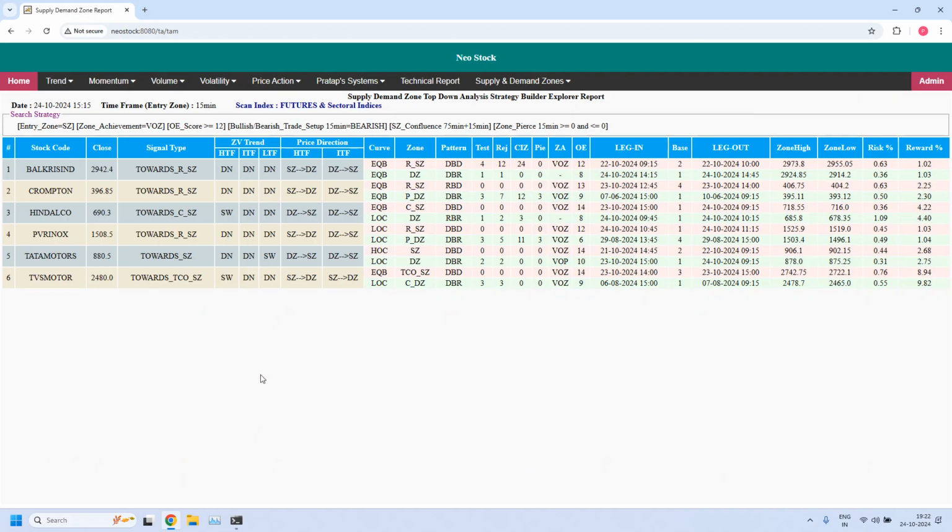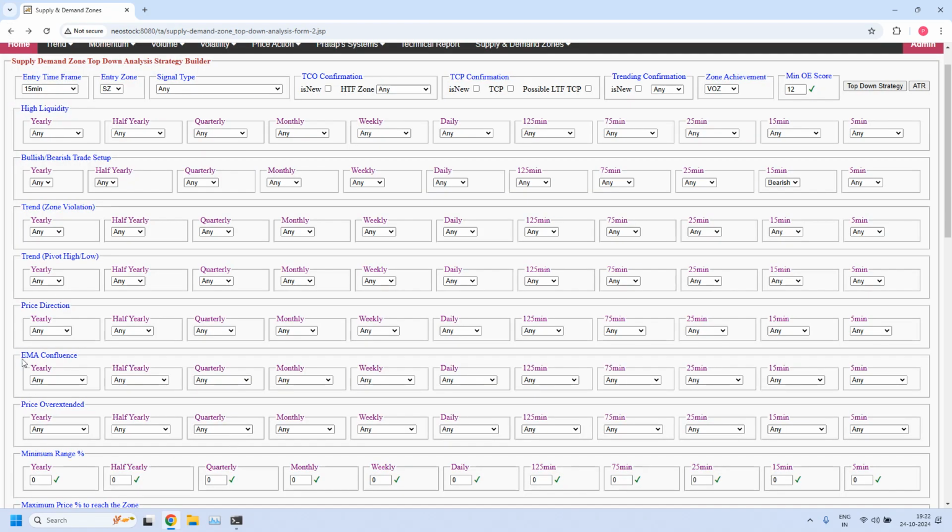If they have daily EMA confluence, they are even higher probability setups, the 75 minute supply zones. Why 75 minute supply zones? Because the 15 minute supply zone is part of the 75 minute supply zone. So in the EMA confluence at the 75 minute time frame, we are verifying whether the 75 minute supply zone has daily EMA confluence, because the 15 minute supply zone is part of the 75 minute supply zone.